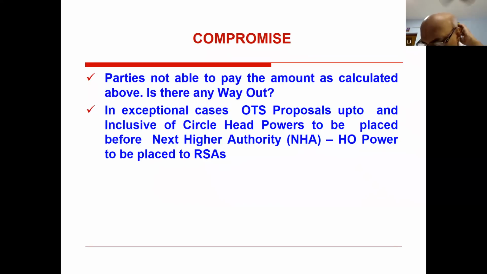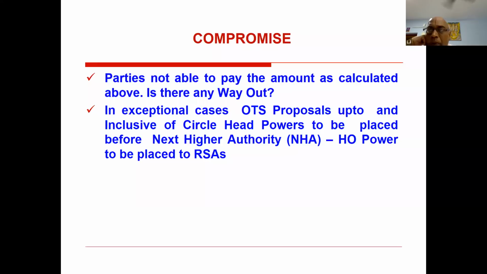Okay, all proposals for OTS, wherever the borrower says he will not pay as per the formula, a lesser amount can be accepted, and the proposal up to and inclusive of circle head power should go to head office. On the other hand, if the proposal falls under the HO power, they themselves can say that settle for a lesser amount. Okay, up to and inclusive of circle power account only. If the borrower says he will not pay as per the formula, it has to go to HO.